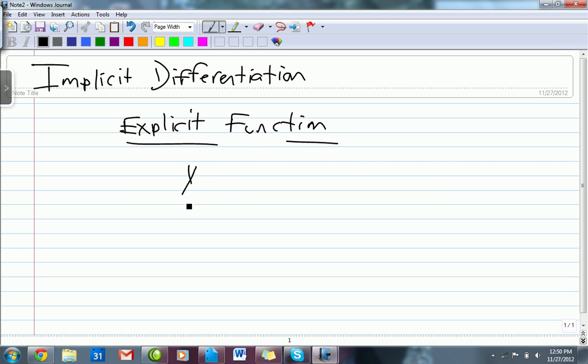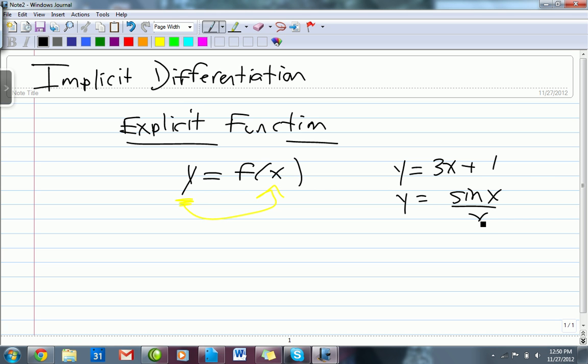We have y, or even f of x, is equal to some function of x. It's clear that y depends upon the independent variable x. For example, we have y equals 3x squared plus 1, or y equals sine of x over x. And we can get as messy as you would like. These here are, of course, functions. y is a function of x. x is the independent variable. y is the dependent variable.